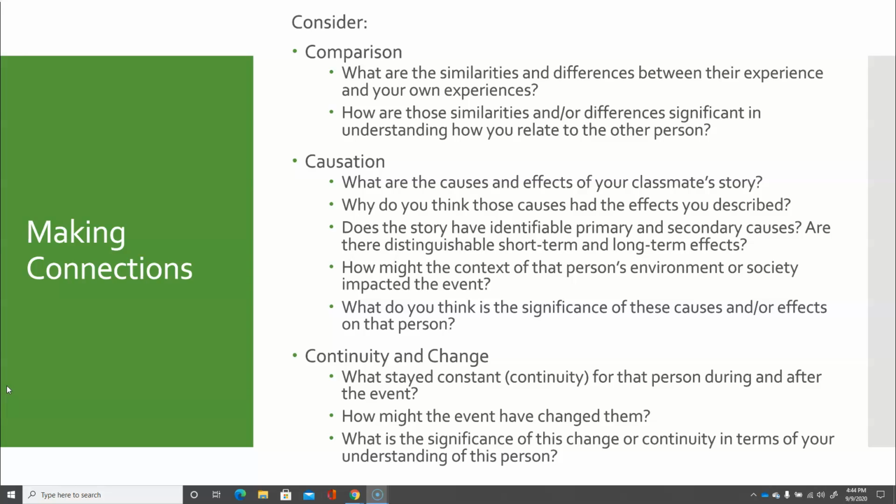And then looking at continuity and change. So thinking about maybe patterns that you see where your classmate showed something that was constant, both during and after the event. Looking at maybe how an event changed them, or understanding what the significance of this change or continuity might mean to the person and your understanding of them.